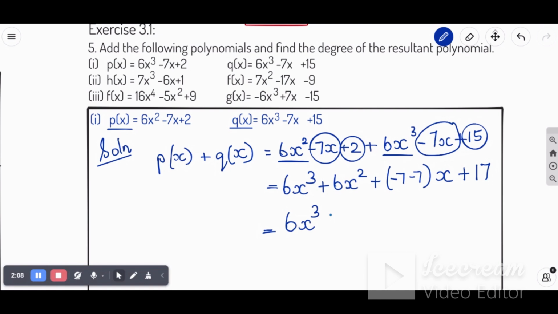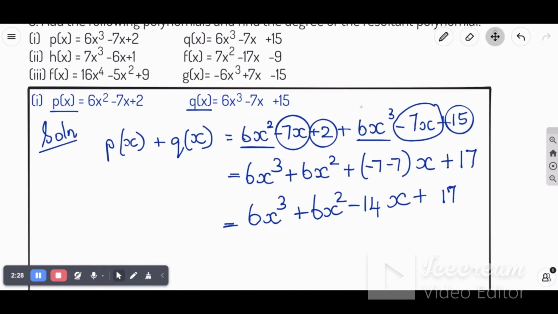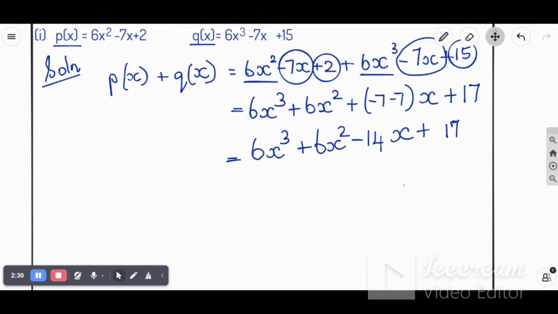So here we can write it as 6x cube plus 6x square plus minus of minus 7 is minus 14, right? And then x plus your answer 17. So this is your addition result.